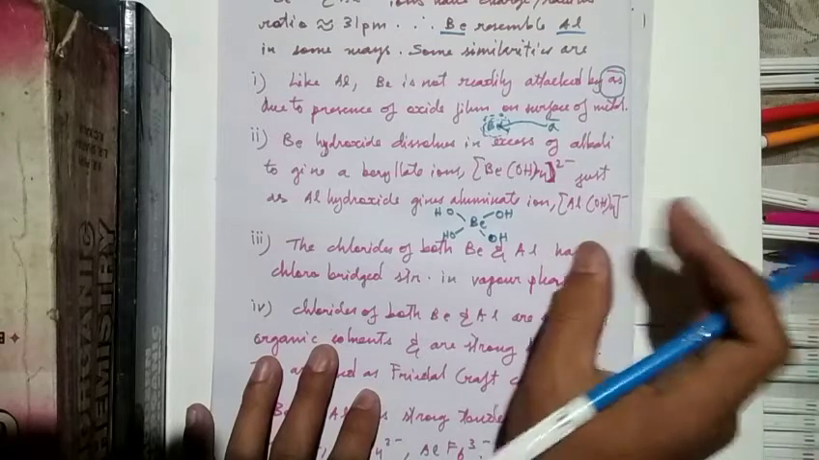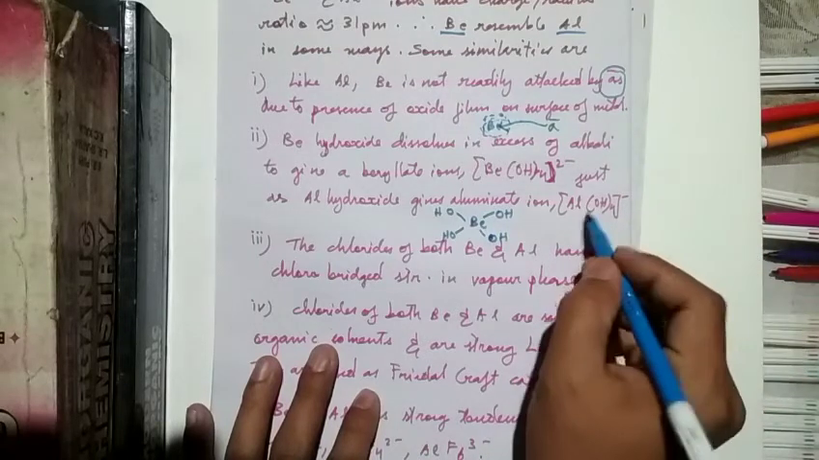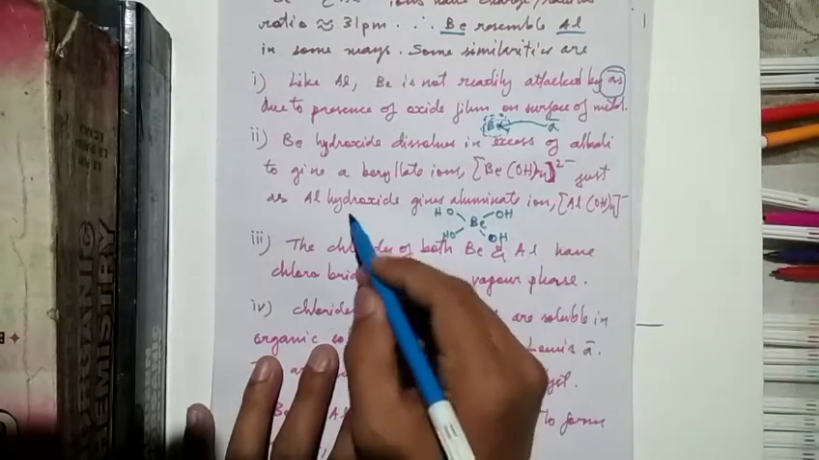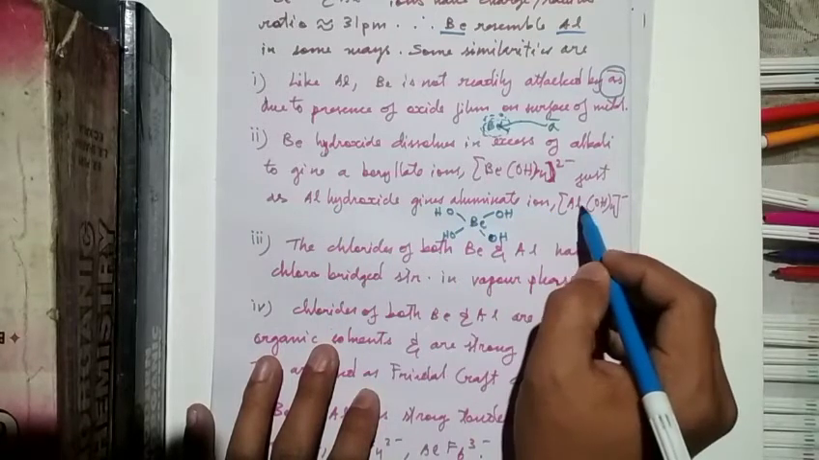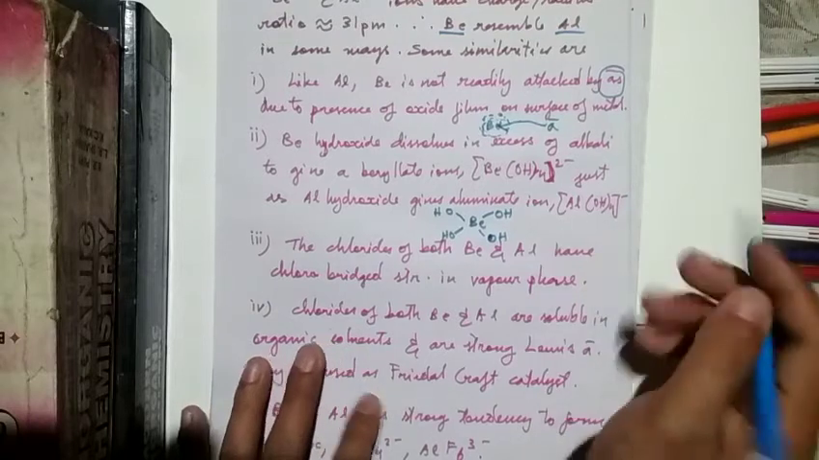However, aluminum can have up to 6 also. But in here, this aluminum hydroxide gives aluminate ion, Al(OH)4 minus.